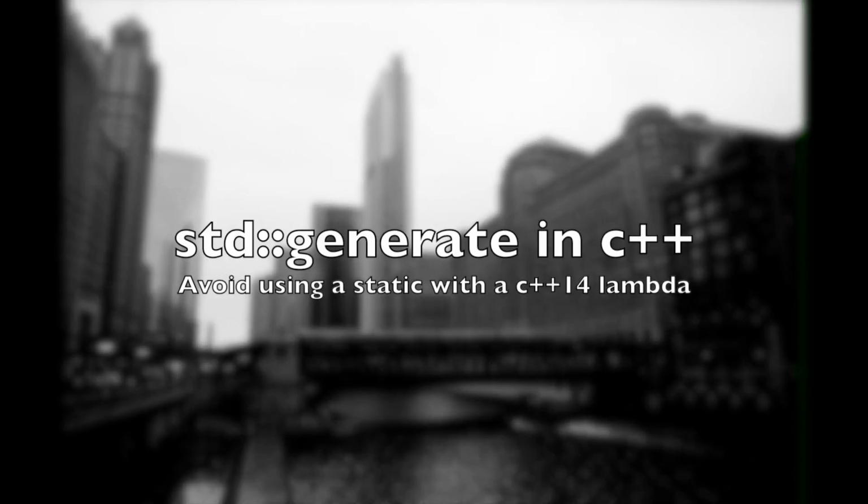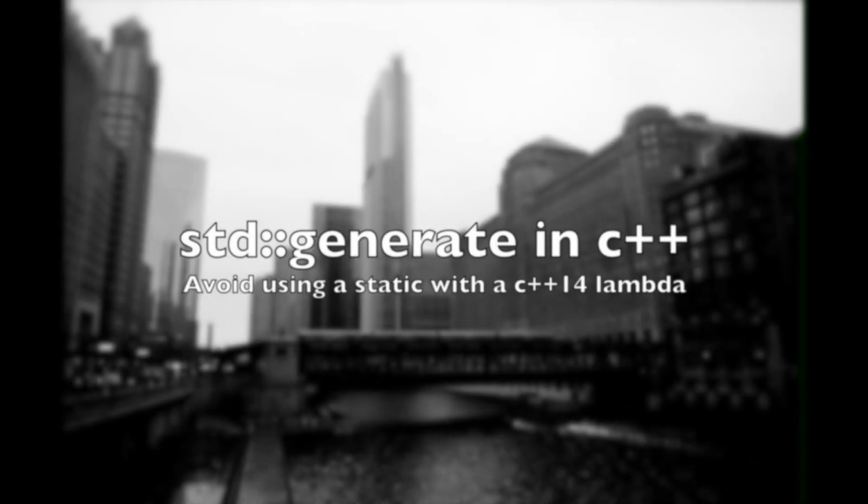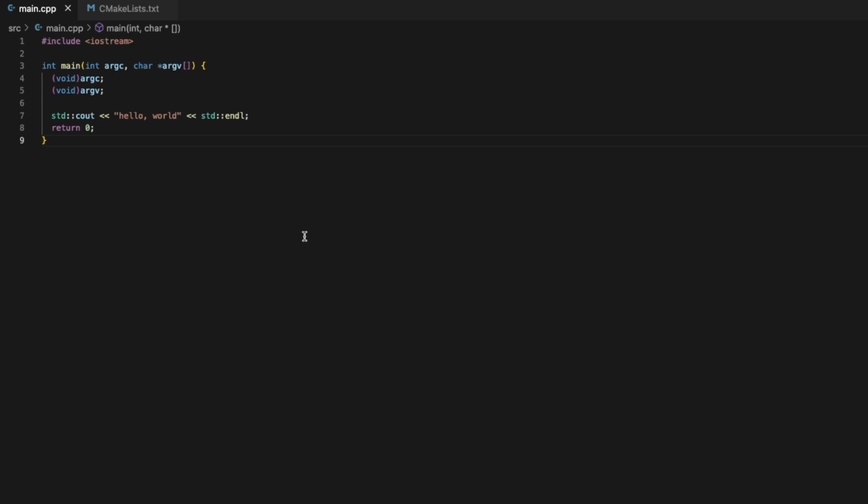Standard generate in modern C++. So there's a lot of examples of C++ with generate out there, but they almost always use a static variable in the generator function. And the problem with that is that if you're using a static variable, that could have different meanings depending on which context you're calling from.